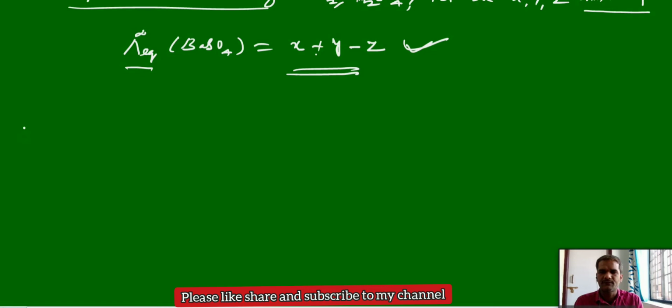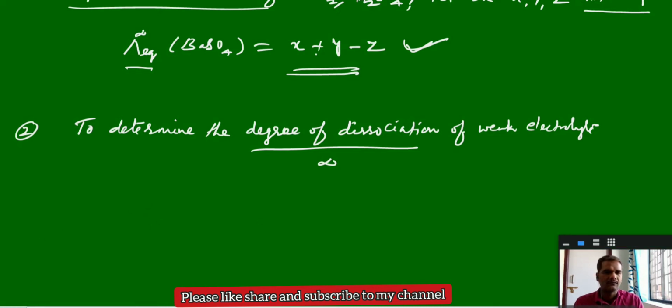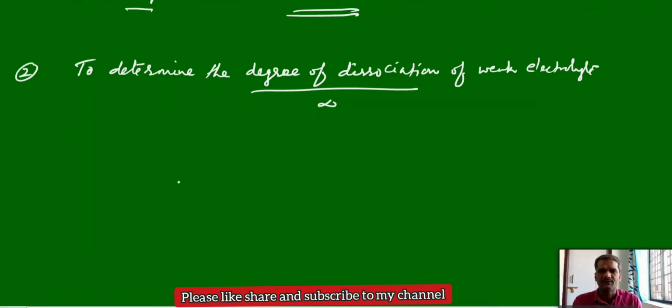Second application of Kohlrausch law: to determine the degree of dissociation of a weak electrolyte. What is the degree of dissociation? It is the alpha value. For a weak electrolyte, we can take the formula directly.